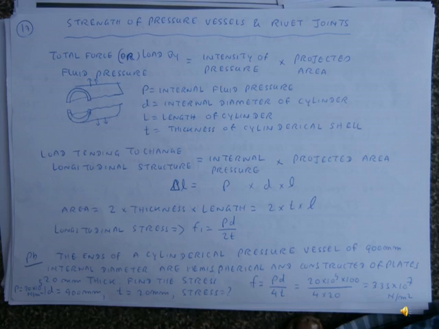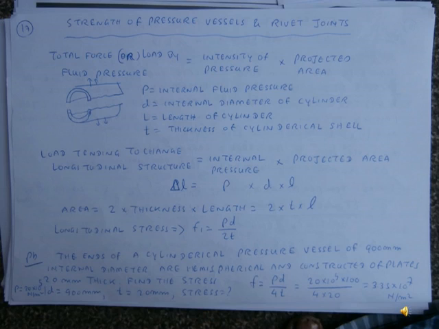The ends of a cylindrical pressure vessel of 900 millimeter internal diameter are hemispherical and constructed of plate 20 millimeter thick. Find the stress. In this case, P is equal to 20 into 10 power 5 Newton per meter square, D is equal to 900 millimeter, and t is 20 millimeter. So we substitute in the formula.